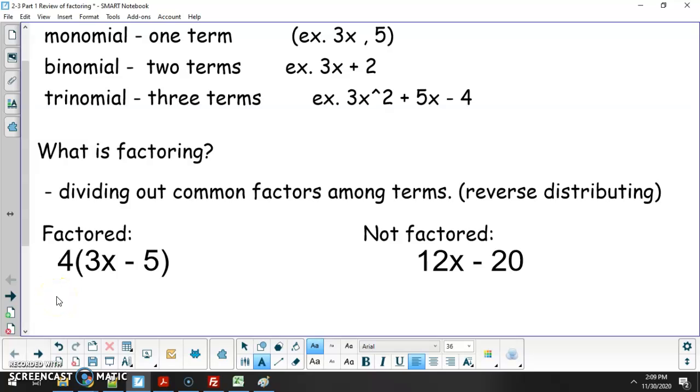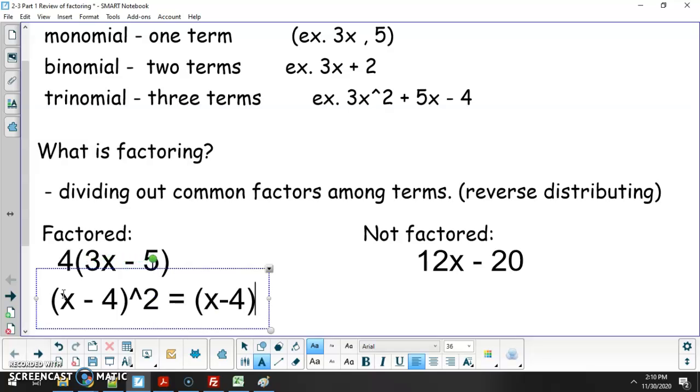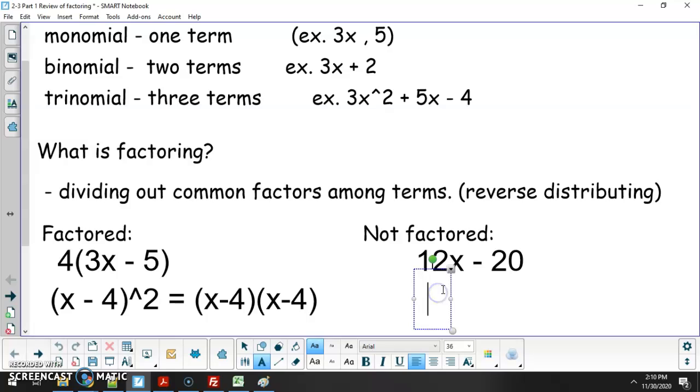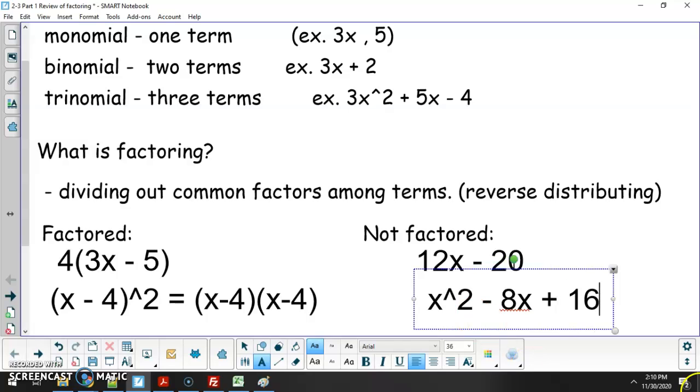For instance, a factored form might look like (x minus 4) squared, which, remember, is equal to (x minus 4) times (x minus 4). The non-factored form would be the trinomial that's equivalent to that, which would be x squared minus 8x plus 16. So just remember, when you are factoring, generally speaking, you'll be using parentheses to indicate and rewrite trinomials as multiplication.